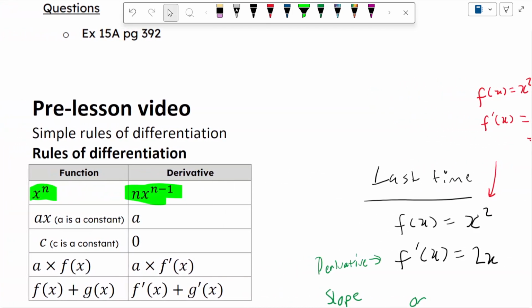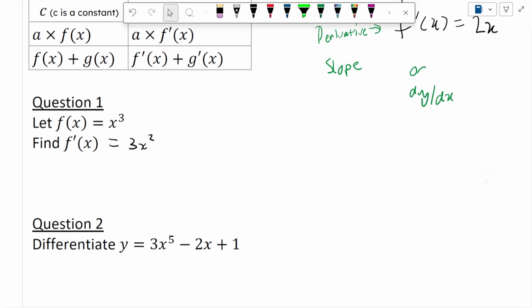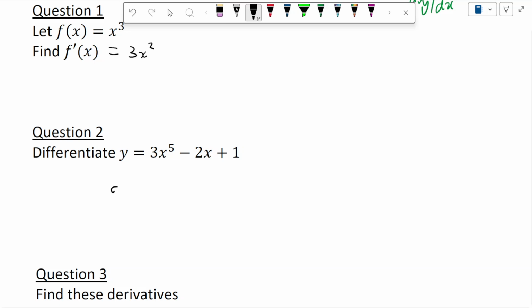This works in general for any powers of x. For example, if f of x is x cubed, f dash of x will equal 3 out the front, x, and the new power is 1 less than the old one. Now, if we want this one here, y, so we write the derivative like dy dx, the 5 will come out the front and gets multiplied with the 3, so that's 15x to the 4.